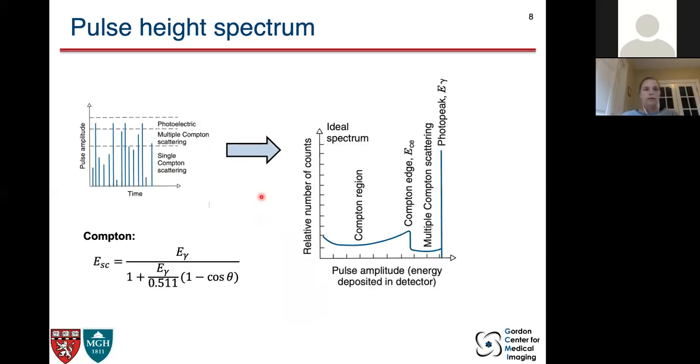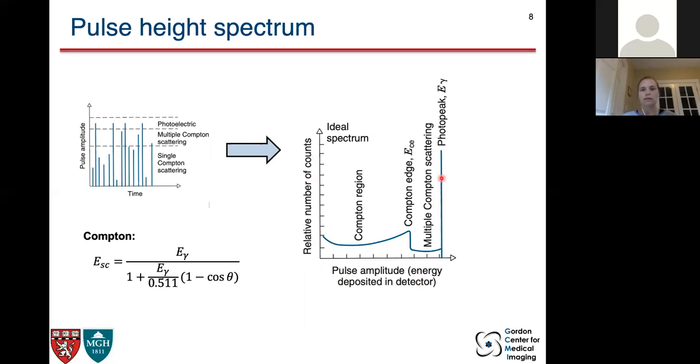So from this, we can create a histogram. In this histogram, we have the pulse amplitude on the x-axis, and the relative number of counts on the y-axis. This spectrum is what we refer to as the pulse height spectrum. And we can see some features in this plot.